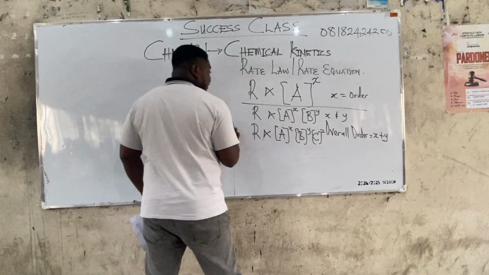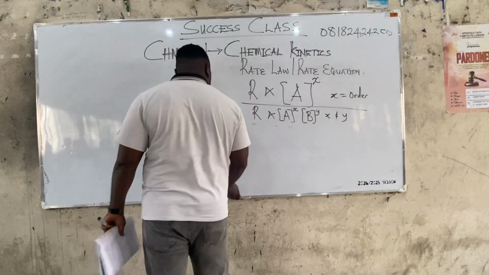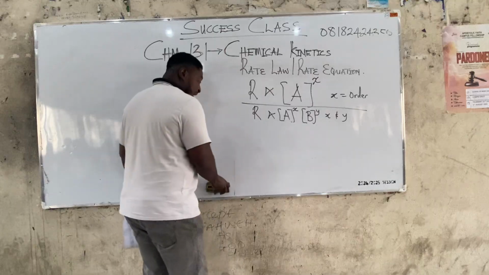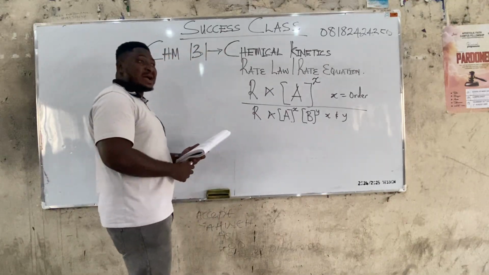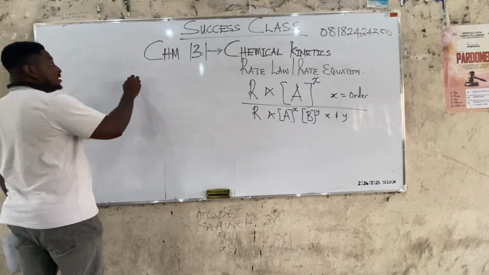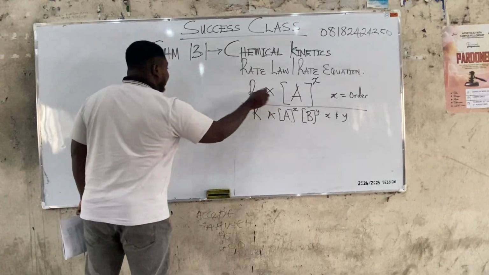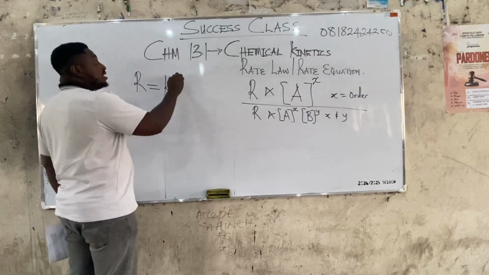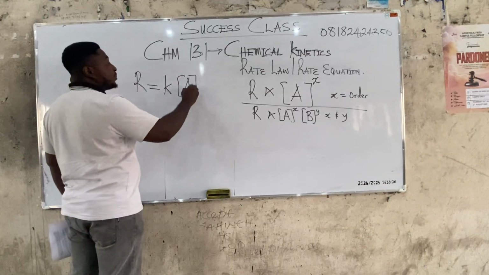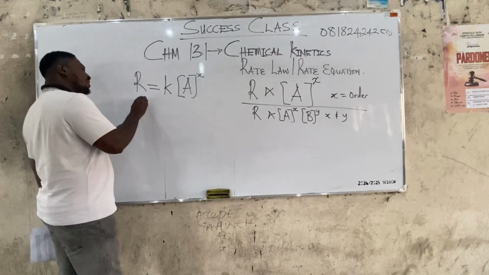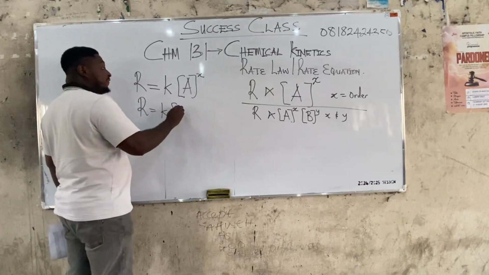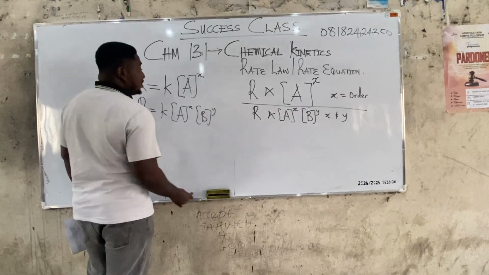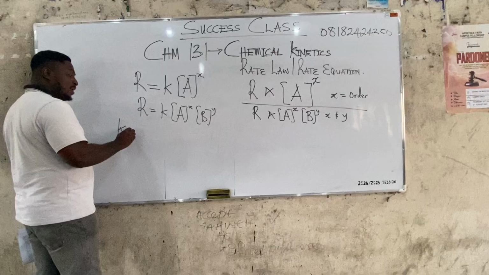I believe we are finished writing this now. So class, I want to show you something. Anytime there is a proportionality sign, a constant can come in to break that proportionality sign. So that instead of R is proportional to A raised to X, R will now be equal to K concentration of A raised to the power of X, or R can be equal to K concentration of A raised to the power of X, B raised to the power of Y. This constant that comes in, K, is referred to as the rate constant.